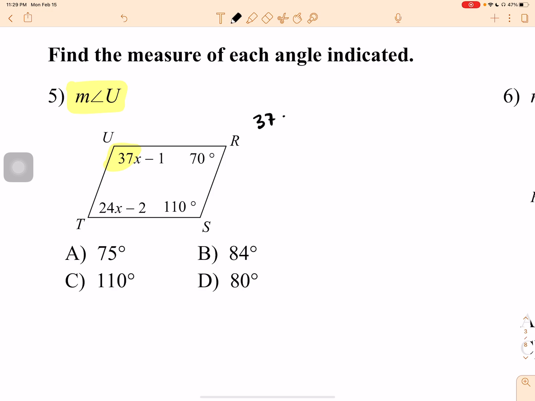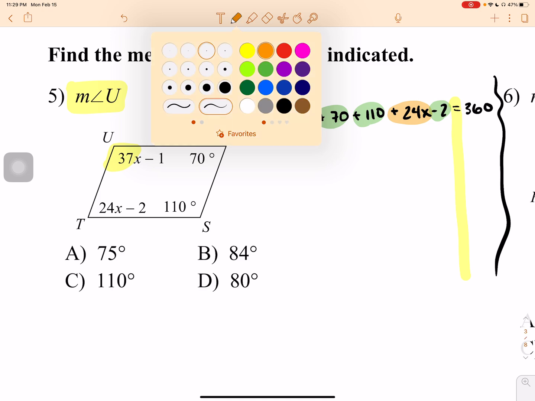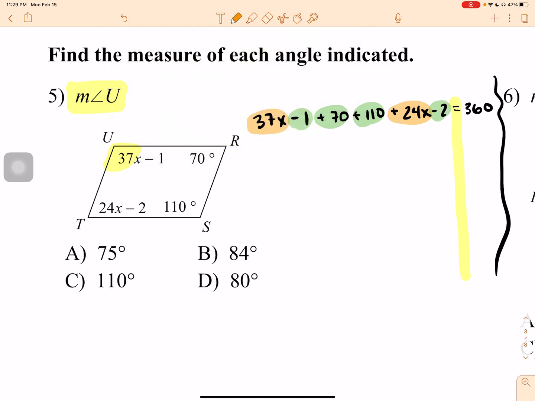So we can write 37x minus 1 plus 70 plus 110 plus 24x minus 2 equals 360. Just combine all your like terms first. Okay, so I have 37x and 24x, and then all the rest of them do not have x's, but we can combine all of those constants there. So 37x plus 24x, this should be 61x. I always do 30 plus 20 is 50, 7 plus 4 is 11, so 50 plus 11 is 61.